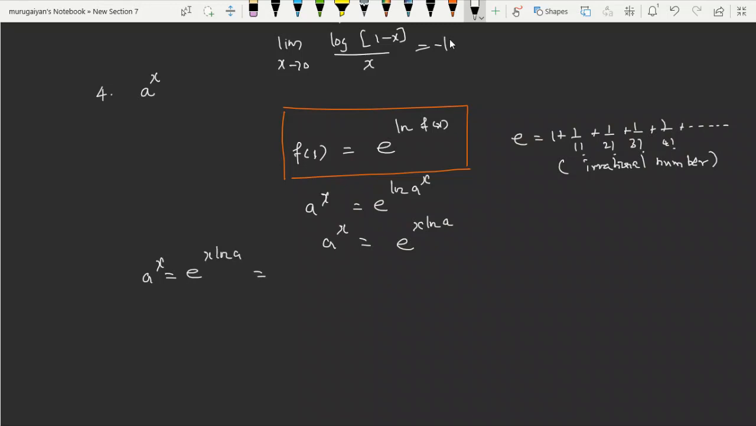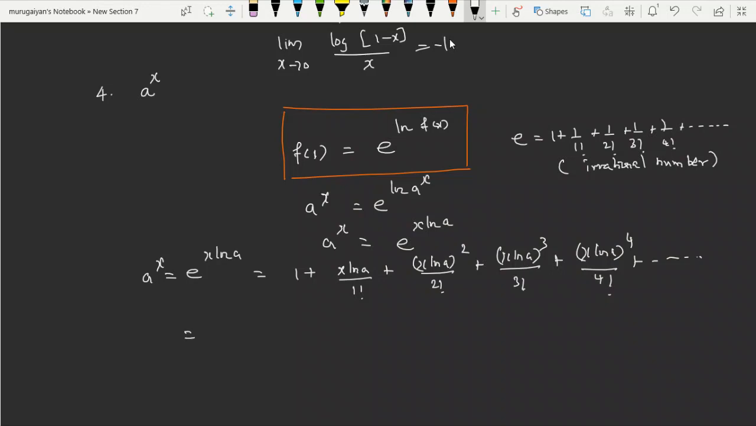Use the expansion of the exponential function. What is the first term of the exponential function? 1. Then x by 1 factorial. In the place of x, the whole thing should be taken: x ln a by 1 factorial. Then x ln a the whole square by 2 factorial. Then x ln a the whole cube by 3 factorial. Then x ln a whole power 4 by 4 factorial. Keep going. So this is the expansion of a power x. And if you want the expansion of 2 power x, 1 plus x ln 2 by 1 factorial, plus x into ln 2 whole square by 2 factorial. So you should apply the same pattern.